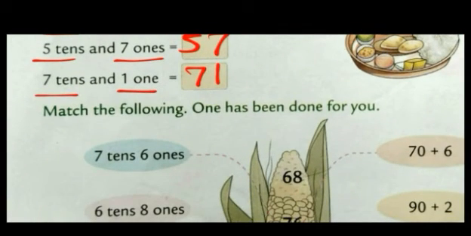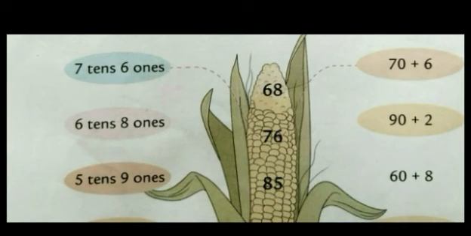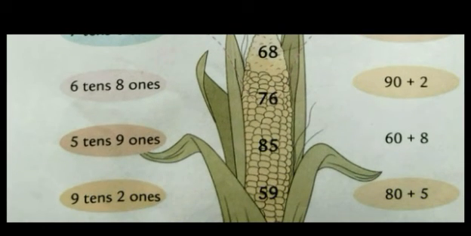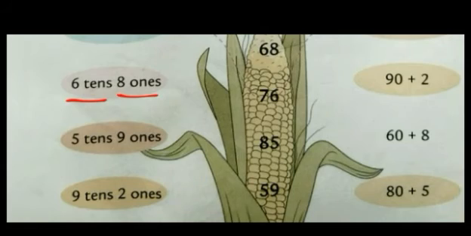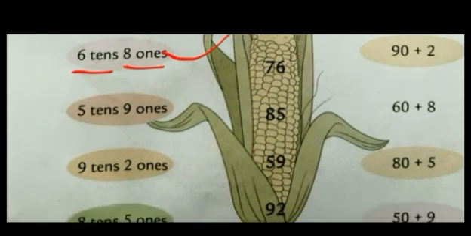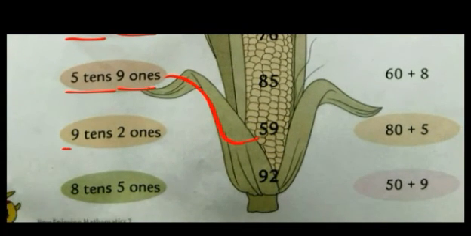Okay. Now see the next question given here. Match the following. And one is already done for us. What we have studied just now, that same way we have to match them. First one is already done. We will see the second one. 6 tens and 8 ones will be read as 68. Where is 68 written here then? Here. So we will match it with 68 here. Okay. First we will complete left hand side and then we will move on to the right hand side. Now 5 tens and 9 ones will be read as 59. So let's match it with 59. 9 tens, 2 ones will be read as 92 and 92 is written here.